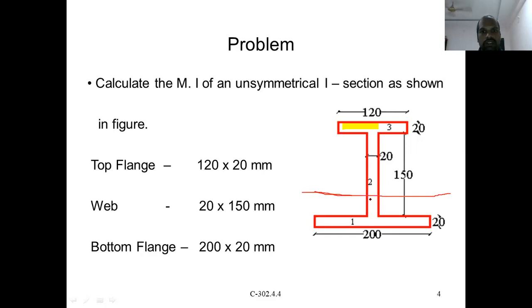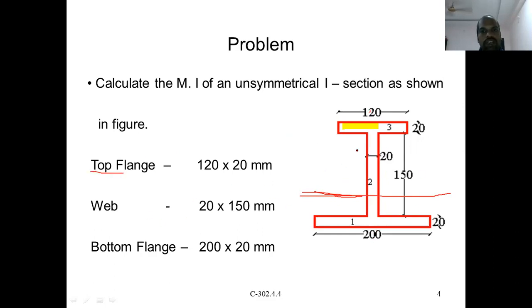Right. So like that, the centroidal x-axis will be around here. About the y axis, we already discussed that it is symmetrical. Need not discuss the y axis. Right. Now let us see the dimensions. The half flange is 120 by 20.